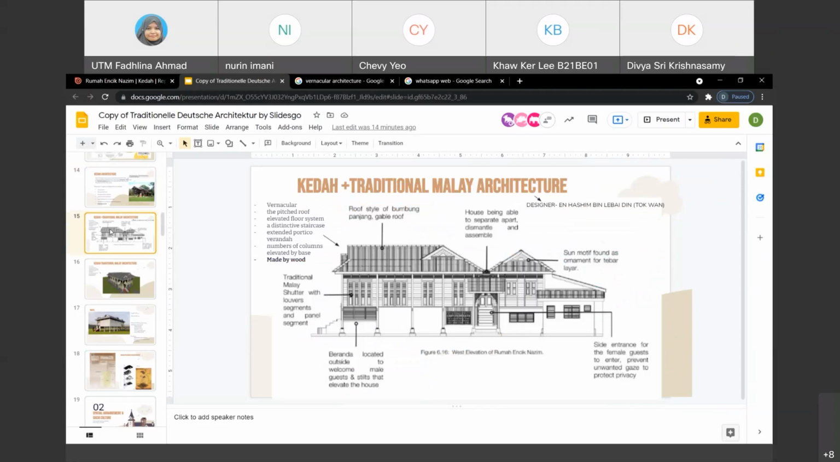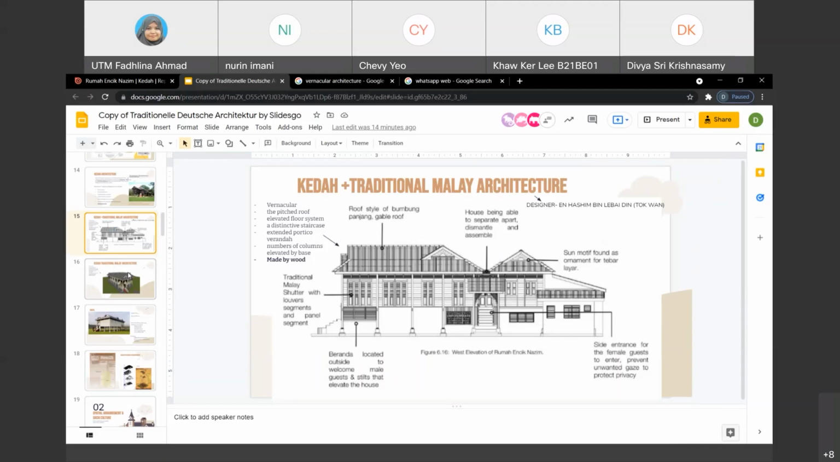Okay. And the Kedah architecture they mention is the veranda, and it is located outside. But I think this one is quite general. I didn't find much relevant about the Kedah architecture, but I will try. Yes, you should.